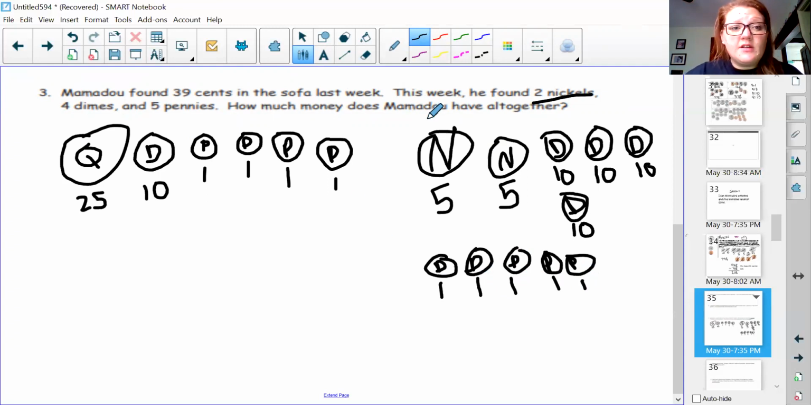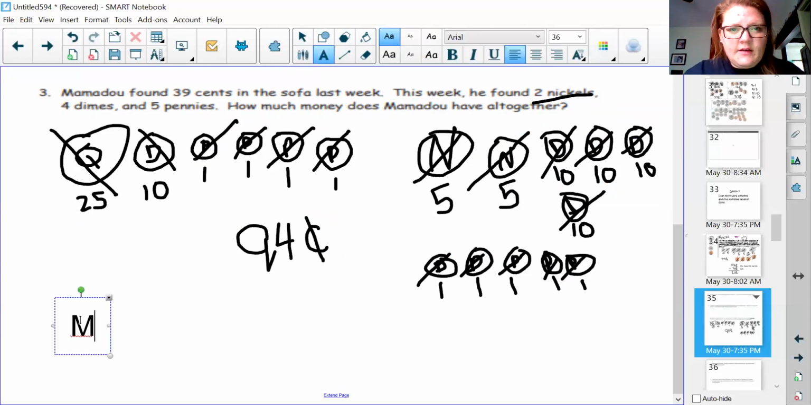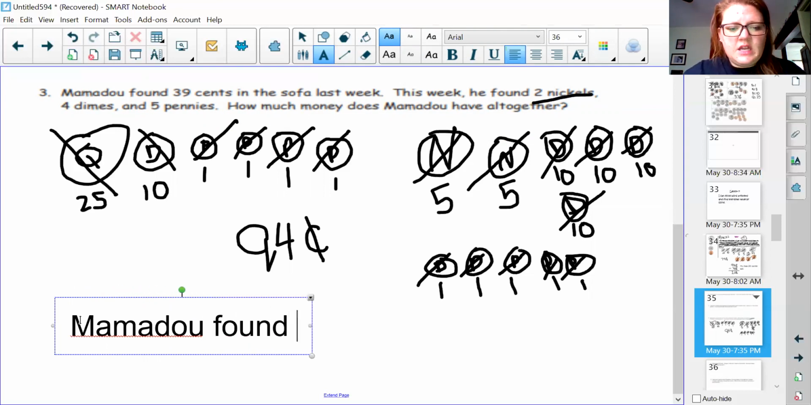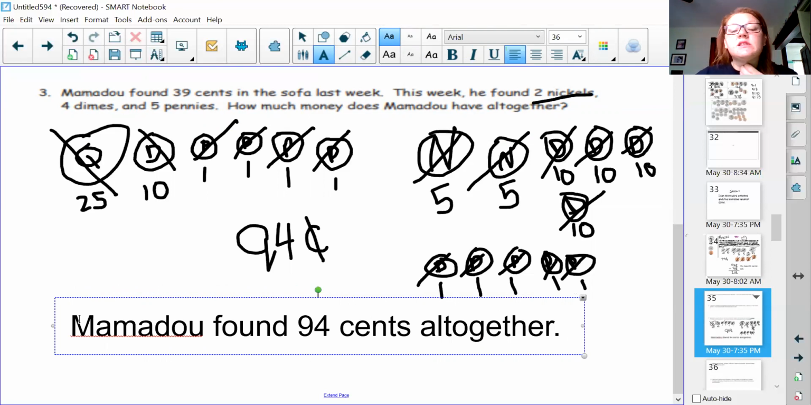Okay, how much money did he find altogether? So I always start, remember, you can either add this one together, add this one, and then stack up those 2 numbers and add them, or you can just count. So we have 25, 35, 45, 55, 65, 75, 80, 85, 86, 87, 88, 89, 90, 91, 92, 93, 94. So 94 cents. So we would say here that Mamadou found 94 cents all together. 94 cents altogether.